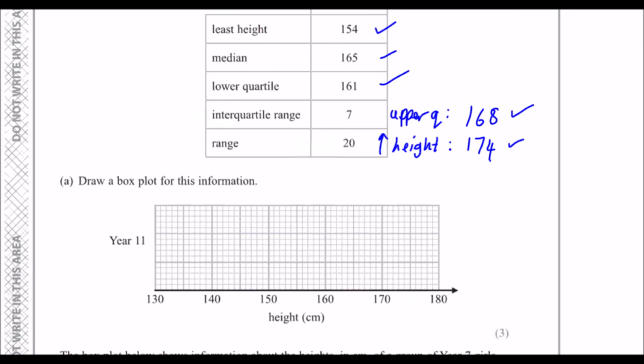So we need a line at 154. One at 161. 165, 168, and 174. And then we join up the three middle ones in a box and add on the two whiskers. And there is our box plot.